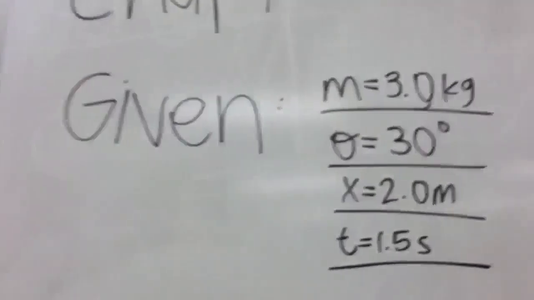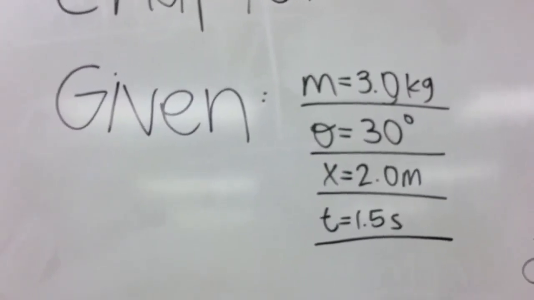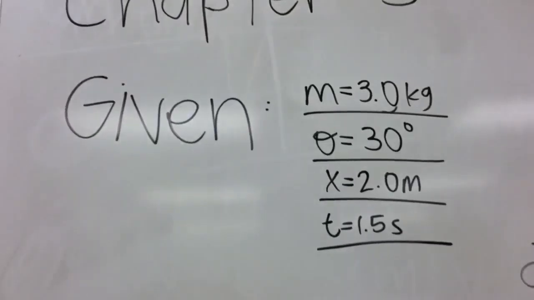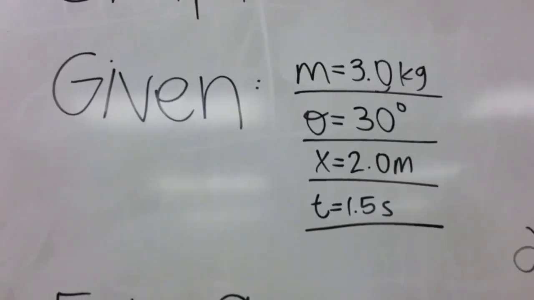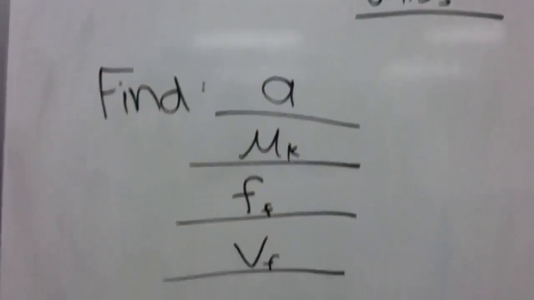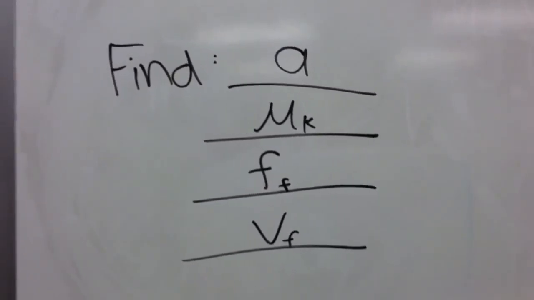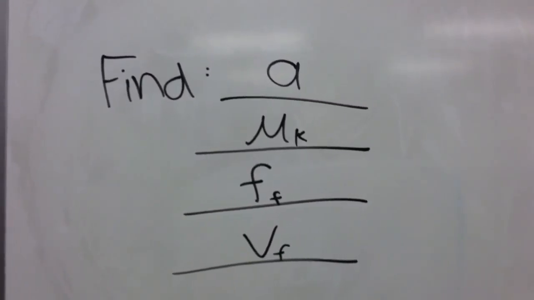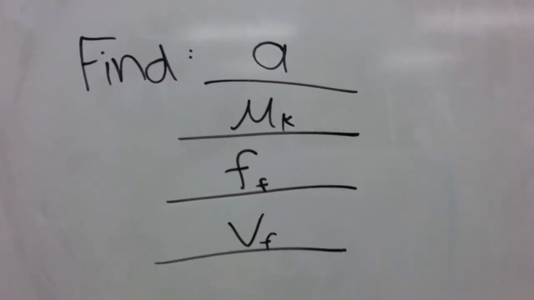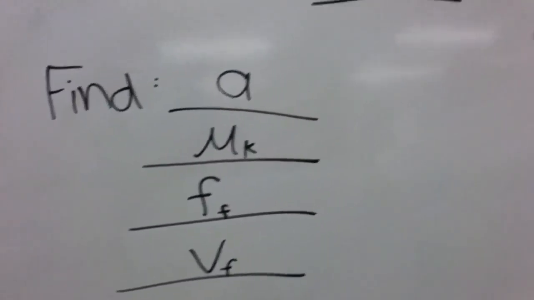So first we want to list our givens. Our givens are the mass of the block equals 3 kilograms, the angle of the slope equals 30 degrees, the distance of the slope is 2 meters, and the time it takes the block is 1.5 seconds. Then we're going to find, in this order, the acceleration of the block, the mu k, which is the coefficient of friction, the force of friction, and the final velocity of the block.